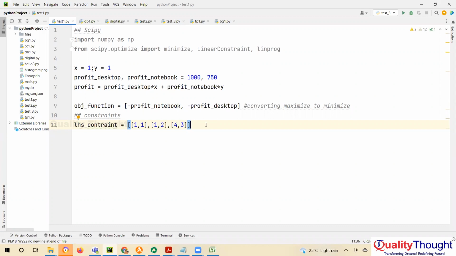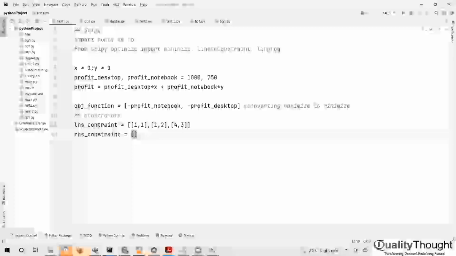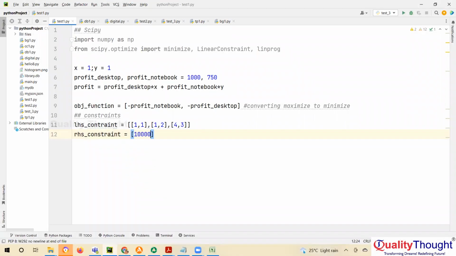Now, what is our right-hand side constraint? The right-hand side constraint equals 10,000, 15,000, 25,000. Done. So what are the values that X and Y can take?